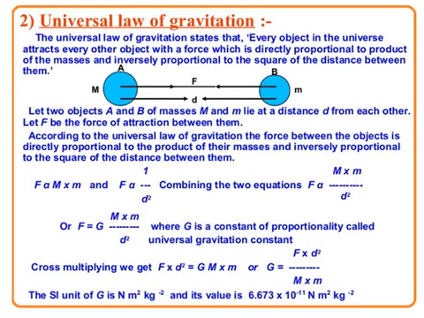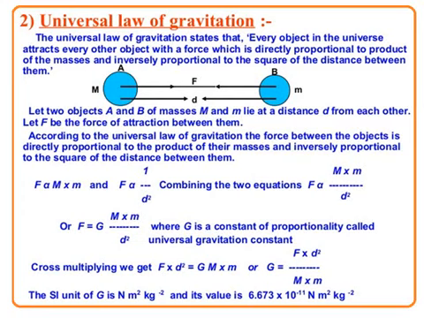Now let us combine these two relations, directly proportional to the product of their masses and inversely proportional to the square of the distance. When we combine, we have the equation F proportional to M into m by d square. Now, this proportionality sign can be replaced with an equal to sign and a constant. That is given as equal to G, where G is a constant.